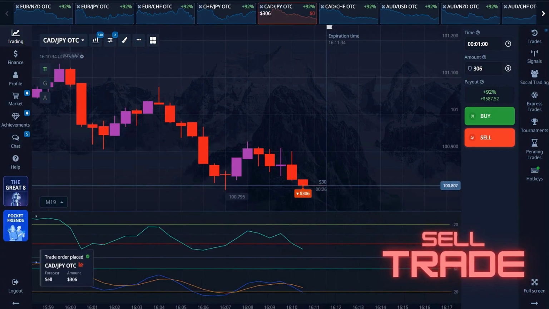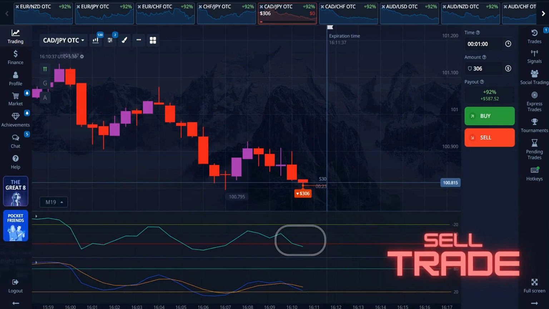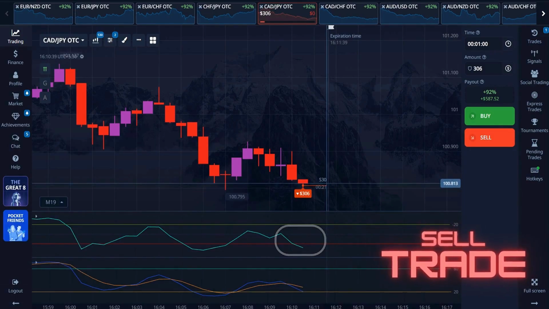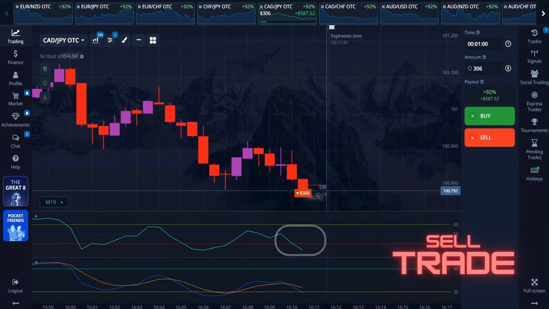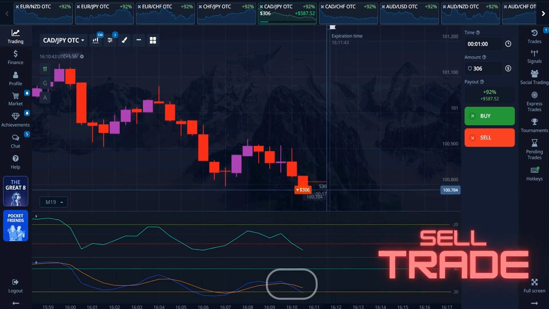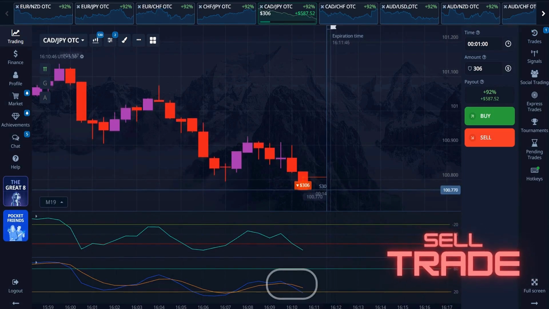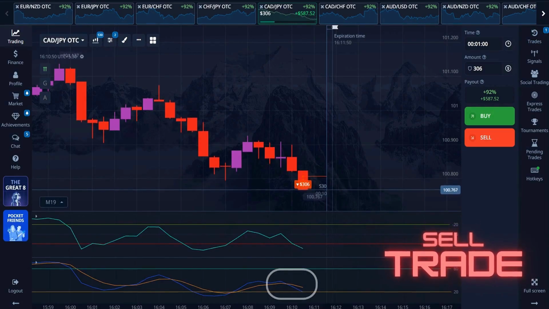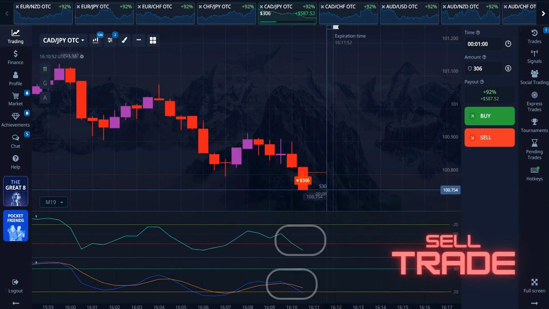When to place a sell trade. Williams %R crosses below the red line, showing that the market is entering the overbought zone. Stochastic Oscillator: the blue line crosses below the orange line, a sign of downward momentum. These conditions mean the price may fall, so you can confidently sell.